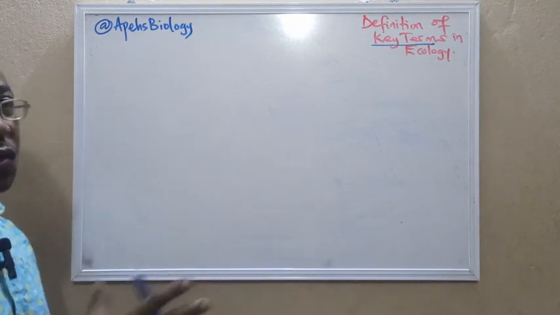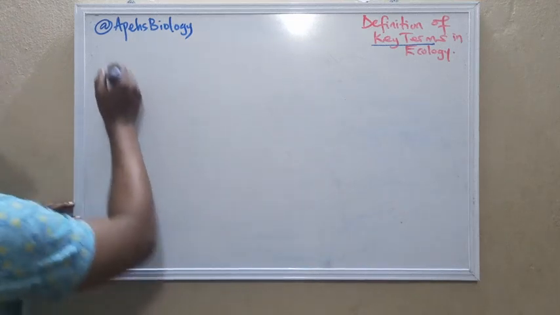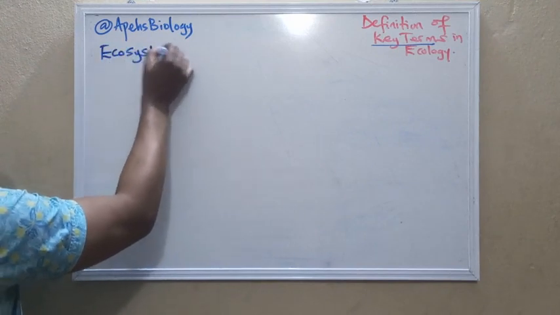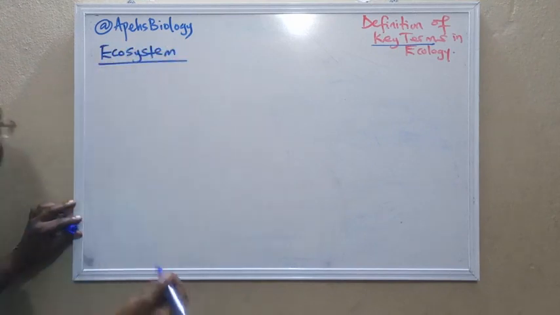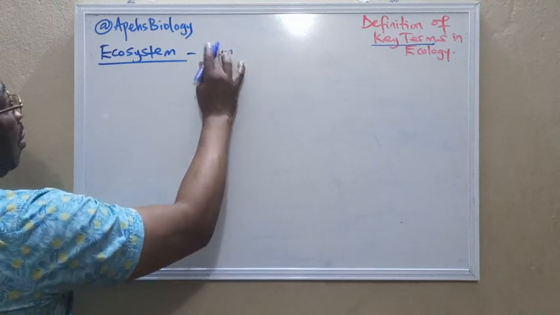And for today, we're going to look at another key term that is very critical, and that key term is called ecosystem. Ecosystem. What does it mean? Ecosystem simply means sum total.